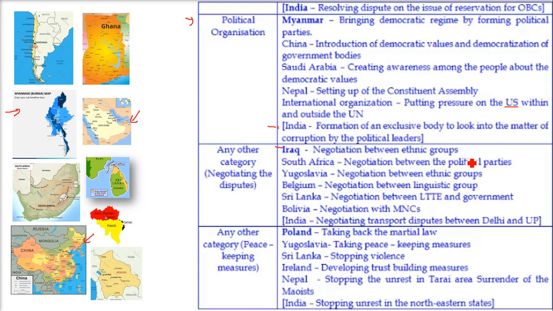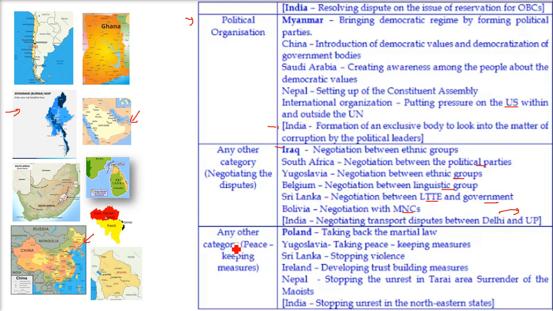So if you have any other categories like negotiating the disputes, so Iraq, of course, between different ethnic groups. South Africa, between different political parties. Yugoslavia, ethnic groups. Belgium, linguistic groups. Sri Lanka, between the LTTE, Liberation Tigers of Tamil Eelam, and the government. And Bolivia, negotiation with the MNCs so that the water can be at an affordable price. And of course, India negotiating transport disputes between Delhi and UP, and the water problem between Karnataka and Tamil Nadu.